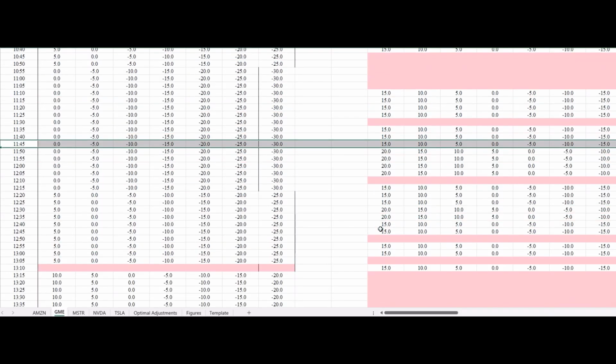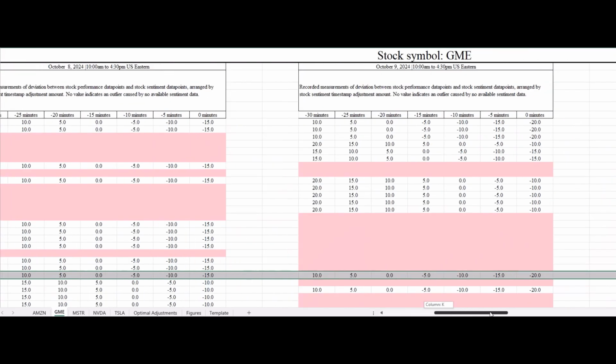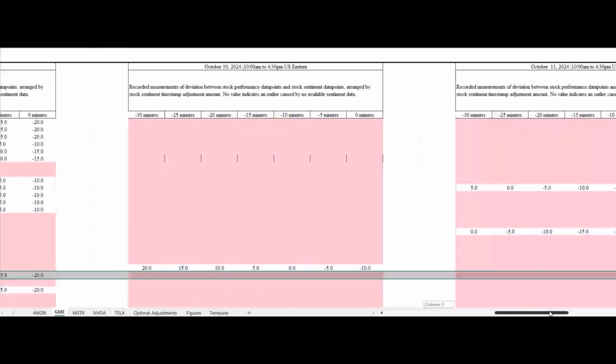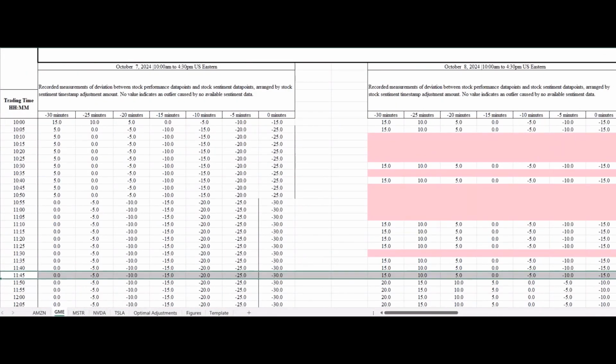So we continue through a full week. This is Monday, and we go all the way through to Friday. And we repeated the process across all 5 US stock symbols. And that was how data was collected for this research project.